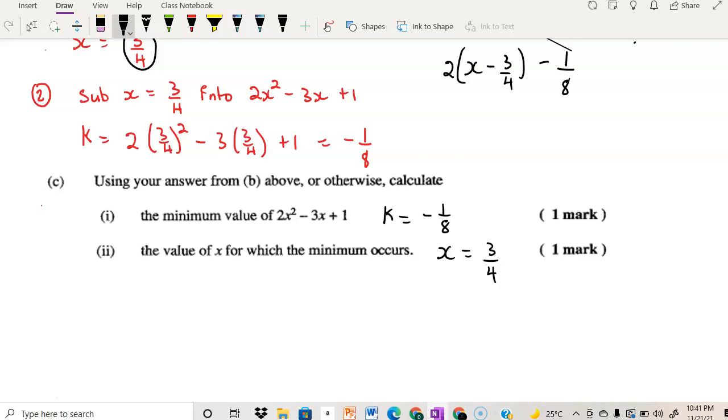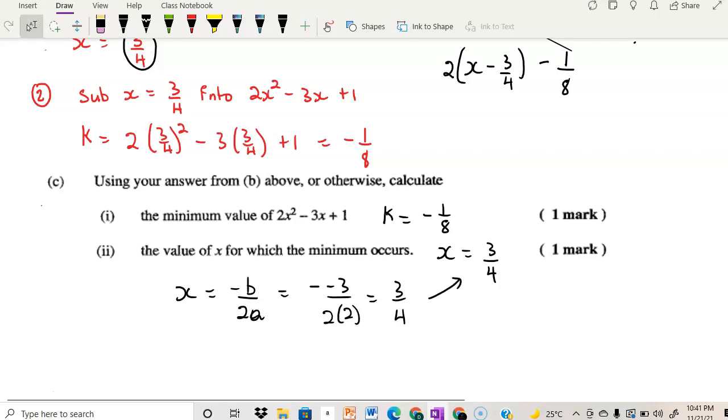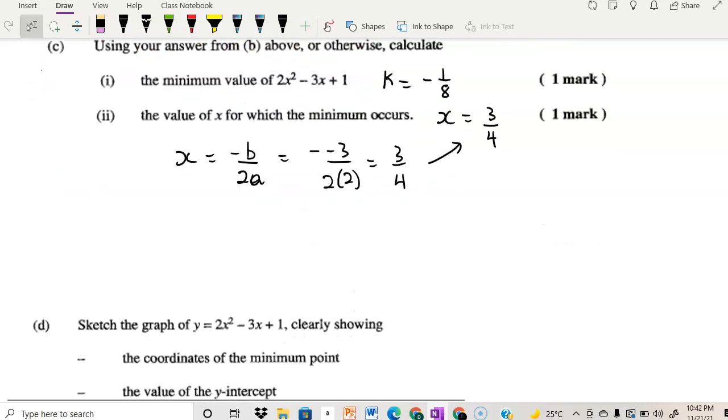Remember, our axis of symmetry is x equals negative b over 2a. Our b is negative 3 over 2 times a, which is 2, and that is where we got the 3 over 4 from. It's that simple, guys, and so you just earned yourself 2 additional marks. How cool is that? Let's take a look at D.